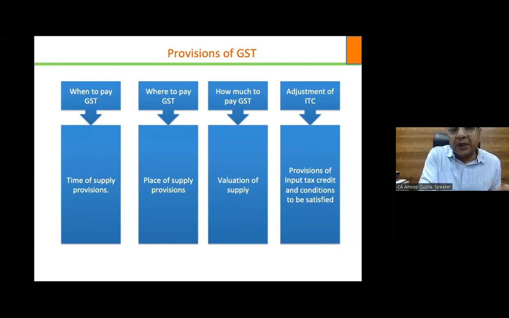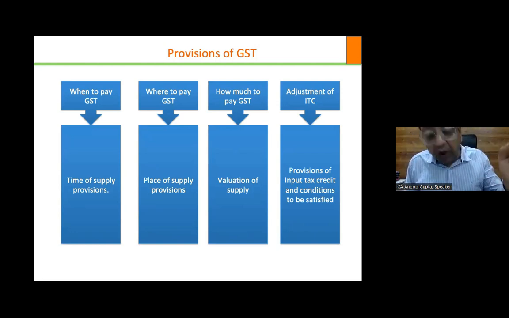And last but not the least is the adjustment of ITC. Whenever I purchase something, I will take the ITC. Whenever I sell something, I will charge GST, and I will adjust both of these while paying my GST liability. As simple as that. But friends, it is not that simple. There are many restrictions, many conditions which have to be satisfied in order to avail the input tax credit. I have to see each and every condition contained in the GST law and the formula given in the CGST rules. That has to be followed, then only will I be able to adjust my ITC legally.